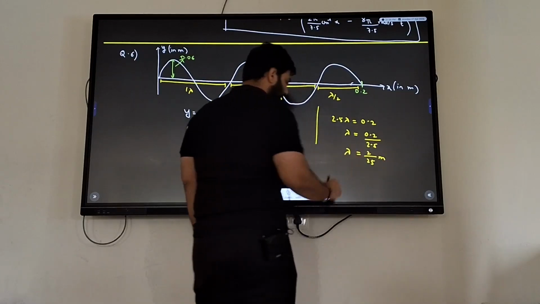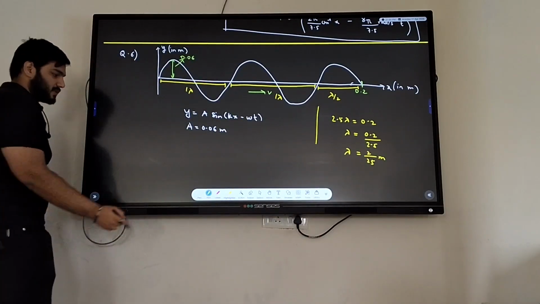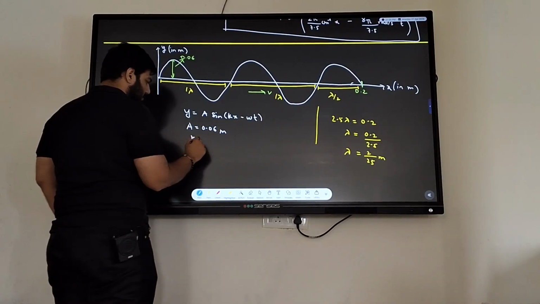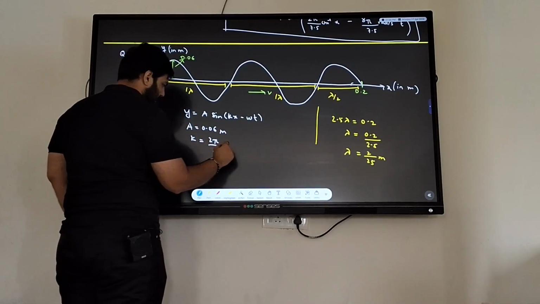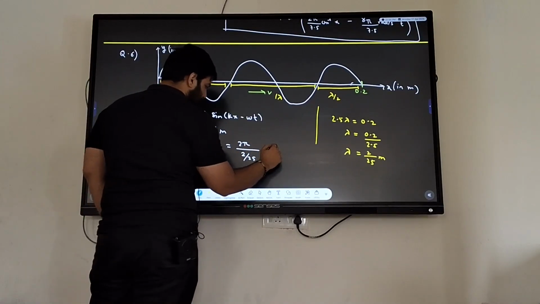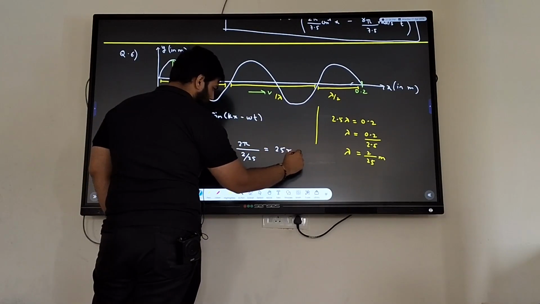That's lambda. And what is k? K is 2 pi by lambda. So this will be 2 pi divided by 2 by 25. That's 25 pi meter inverse.